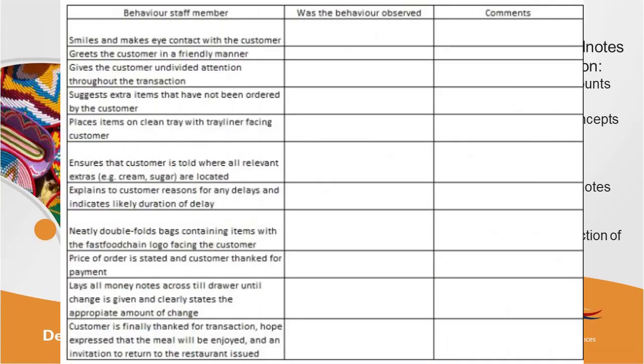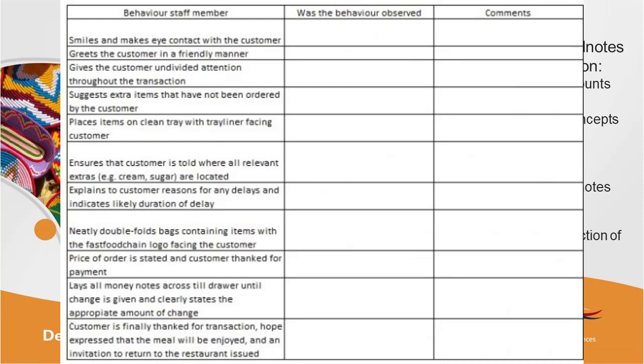Here is a last example. This example is a bit more descriptive. The behaviors that are observed are described in full sentences in the first column, and then the observer can indicate whether they observed this behavior or not by making notes relating to their observations in the other columns.